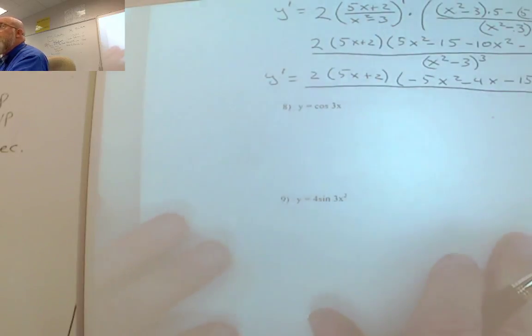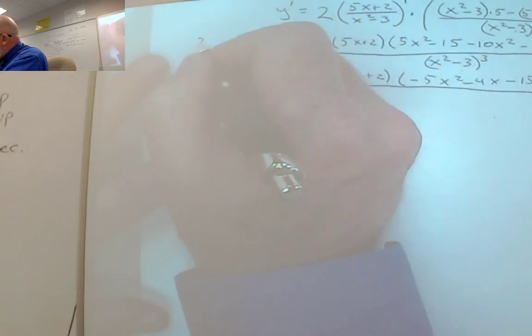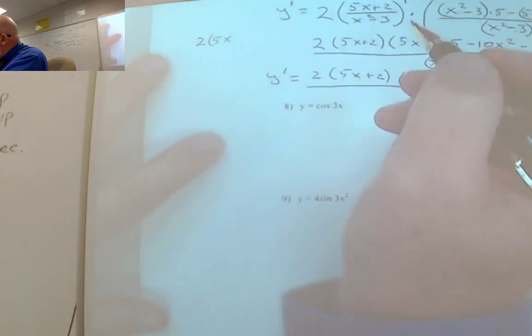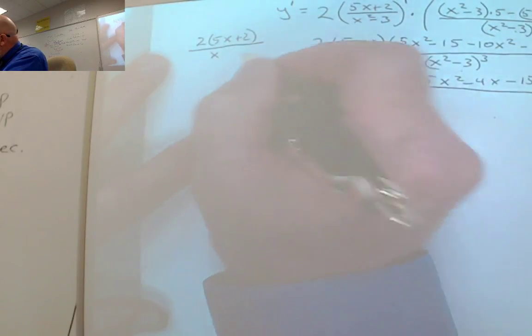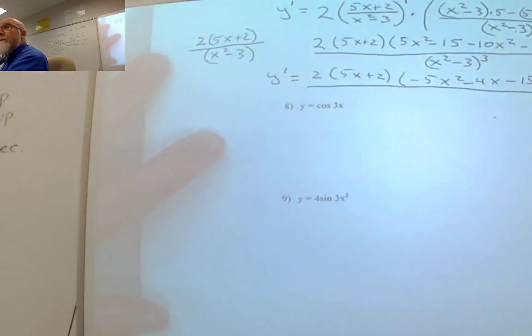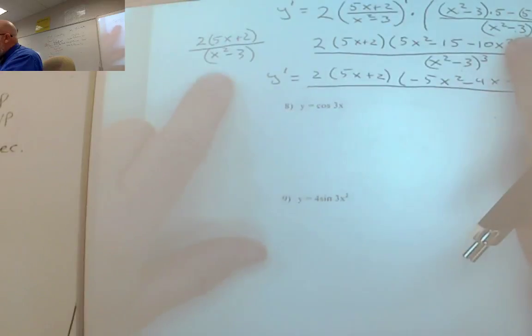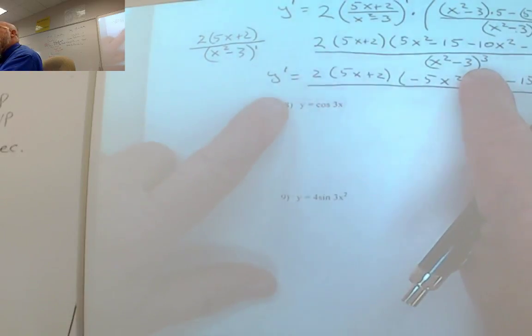Baya? Wait, why'd you change x squared minus 3 to the third? Right here? Good question. So over here I have 2 times 5x plus 2 over x squared minus 3. Would you agree? And here I have x squared minus 3 raised to the 2nd power. And this is to the 1st power. So it's going to be 3 of them I'm multiplying. And it's because I'm multiplying and not adding.